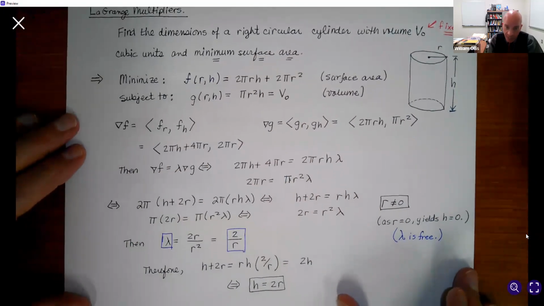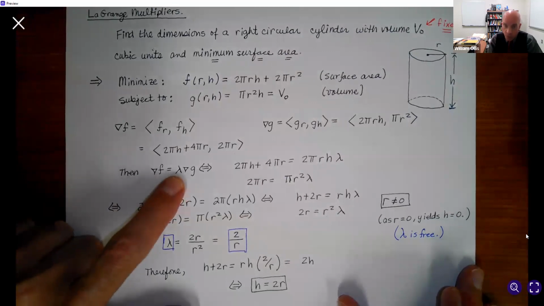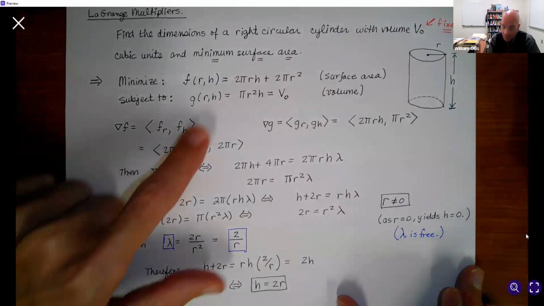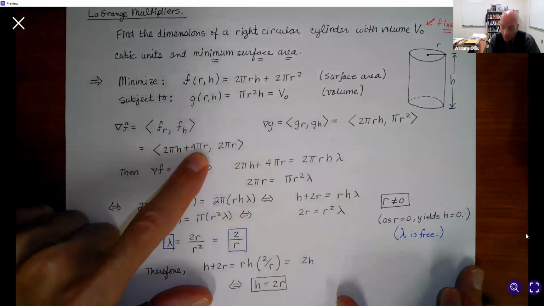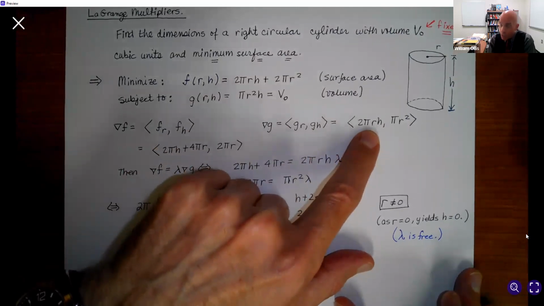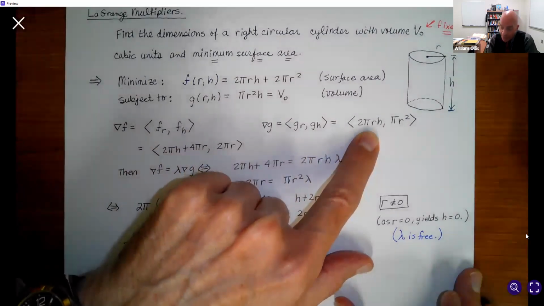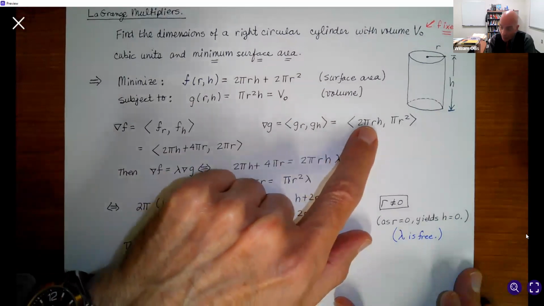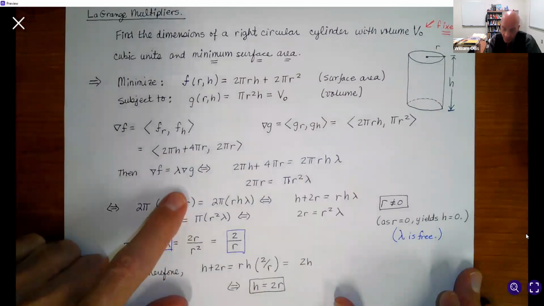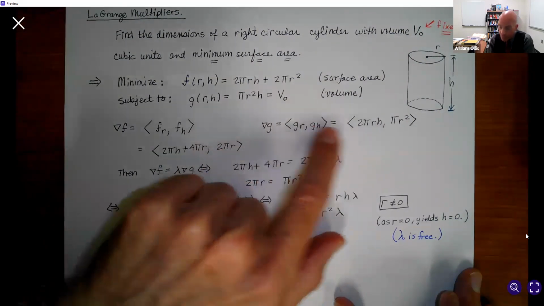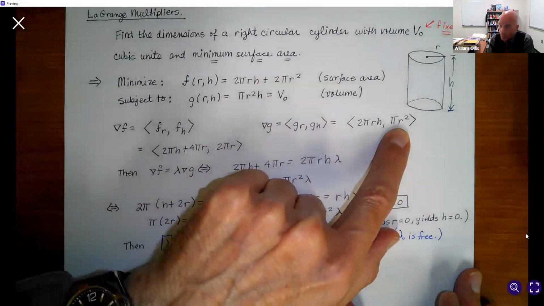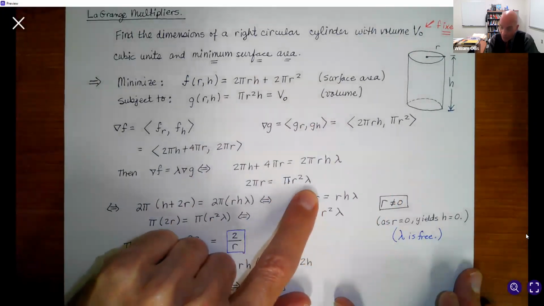So now, utilizing the equation from the theorem, these two vectors are now parallel. So we simply say that the gradient of F is lambda times the gradient of G. So now what we have in this case is that 2 pi H plus 4 pi R will be the first coordinate of the gradient, times lambda. So we get 2 pi RH lambda. And now for the second coordinate, we get 2 pi R will be, again, lambda times the second coordinate of the gradient of G, which gives us pi R squared lambda.